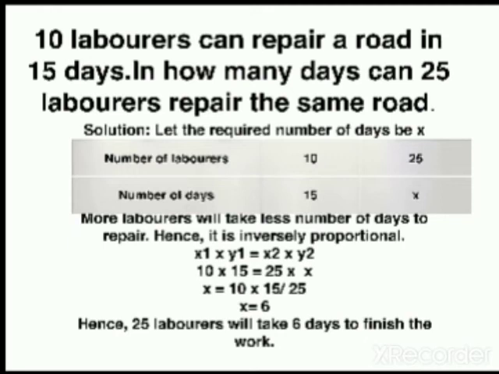Solution: let the required number of days be x. If 10 laborers are there, they will finish the work in 15 days, and 25 laborers will finish the work in fewer days. More laborers will take fewer days to repair, hence it is inversely proportional. So for inverse proportion, we use the formula x1 × y1 = x2 × y2. Put the values, and we get x = 6. Therefore 25 laborers will take 6 days to finish the work.